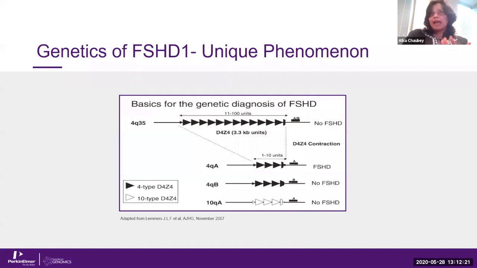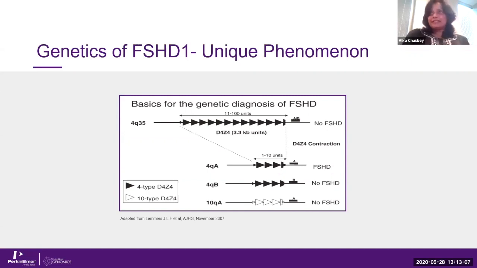This happens because this array cluster actually contracts. From 11 to 100 units, the reduction goes to 1 to 10 units. In the presence of the A polymorphism is when FSHD will actually manifest. Now, if you do have the repeat contraction, however, with the B polymorphism, then it will not manifest into FSHD. This is because of how this repeat cluster in our genome creates an environment for this toxic protein, the DUX4 protein, to be formed, leading to the disorder.